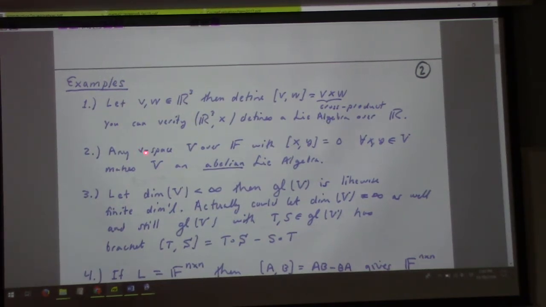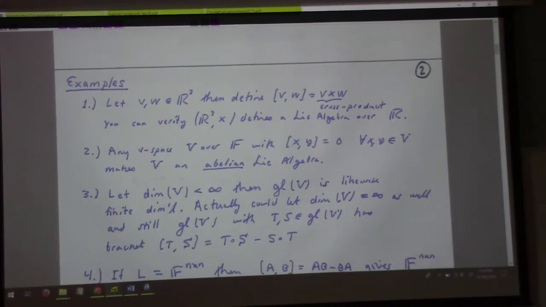Now, any vector space, if you just give it the trivial bracket, that gives what's called an abelian Lie algebra. If you take any vector space of finite dimension and you look at linear transformations over that, you can make that into a Lie algebra where you use the composition of maps, and the Lie bracket is T composed with S minus S composed with T. This is the bracket.